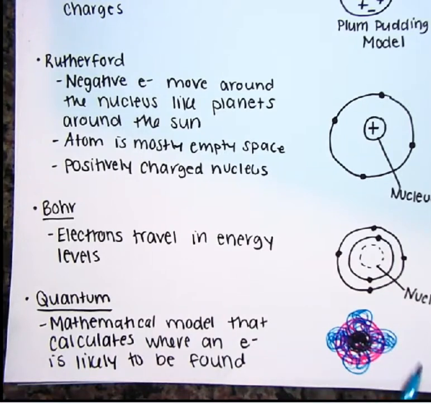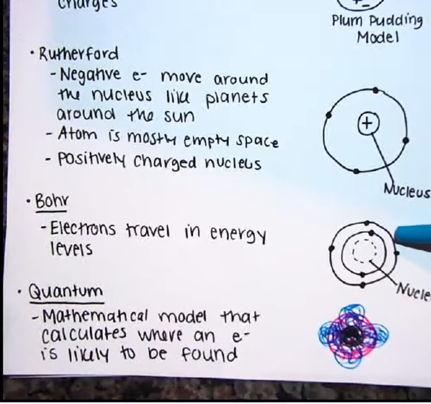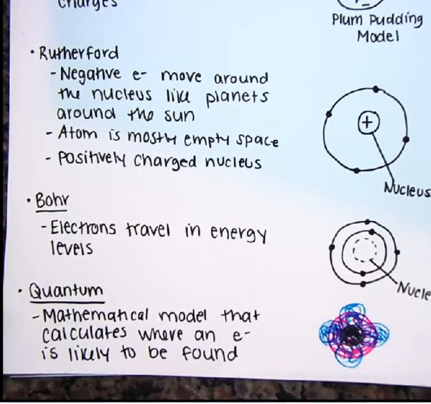So this model, as we can see, is much more complicated. So even though it is the most accurate model we have based on our current understanding of the atom, typically what we're going to see is the Bohr model because it's a lot easier to interpret what's going on.